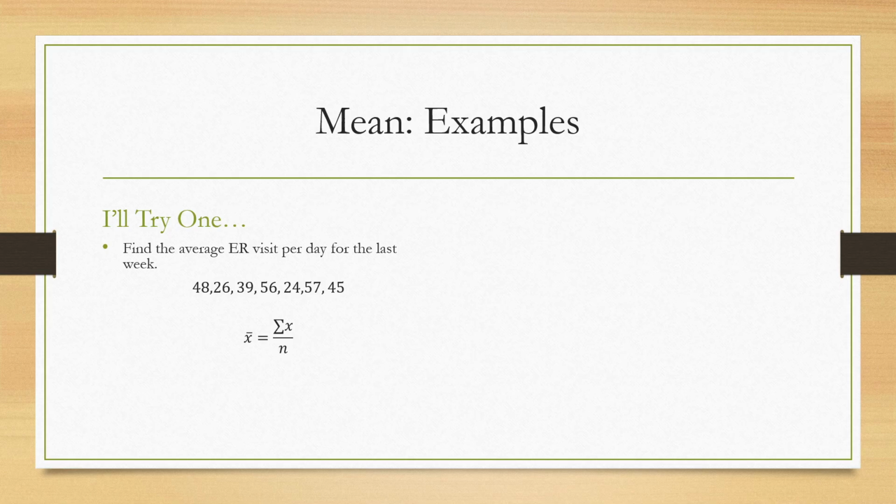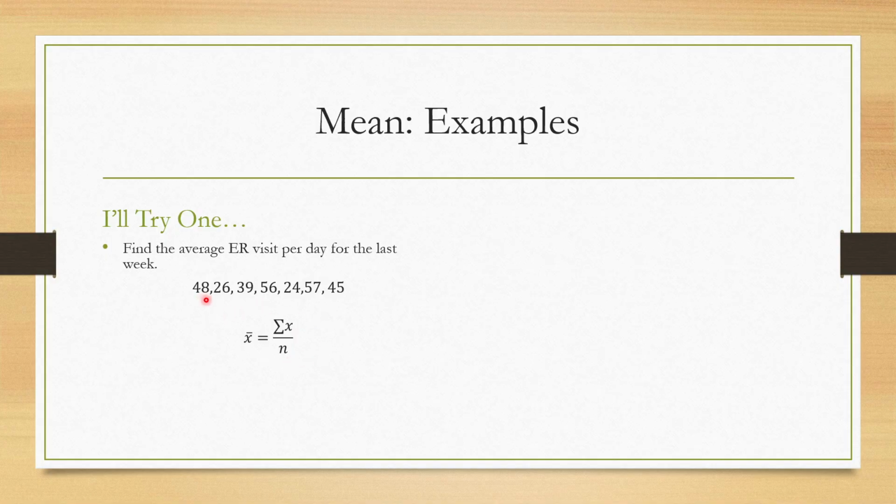So again, I'm adding up. I can read this formula. Truly, read it. Sum, add up all the x values. So I didn't really specify here, but there's only one variable we could be talking about, average number of ER visits per day. So sum up average number of ER visits per day, divide by how many I have. So that's how I break this formula down. Thinking through this, that just means I add all these up, then I divide by how many I have.